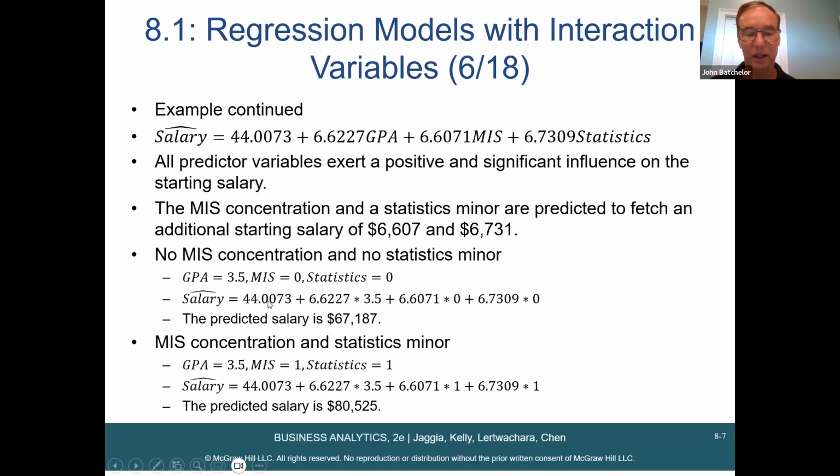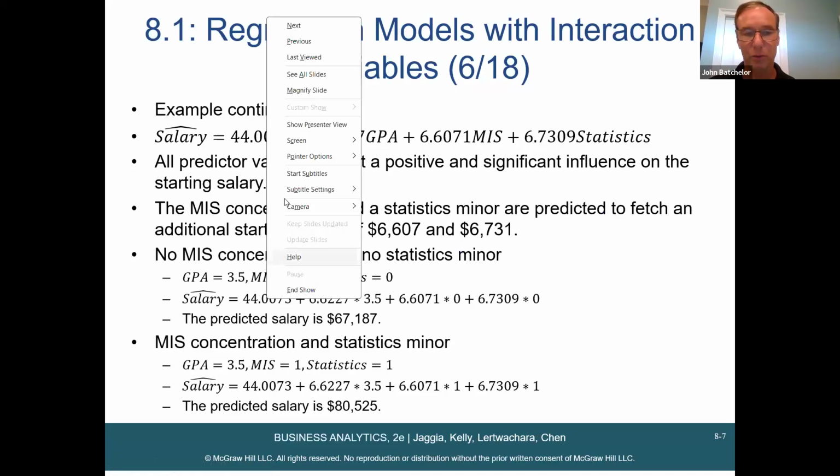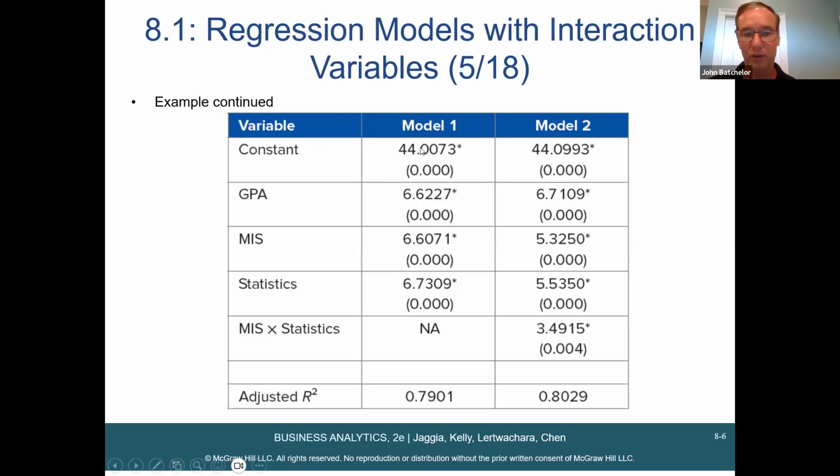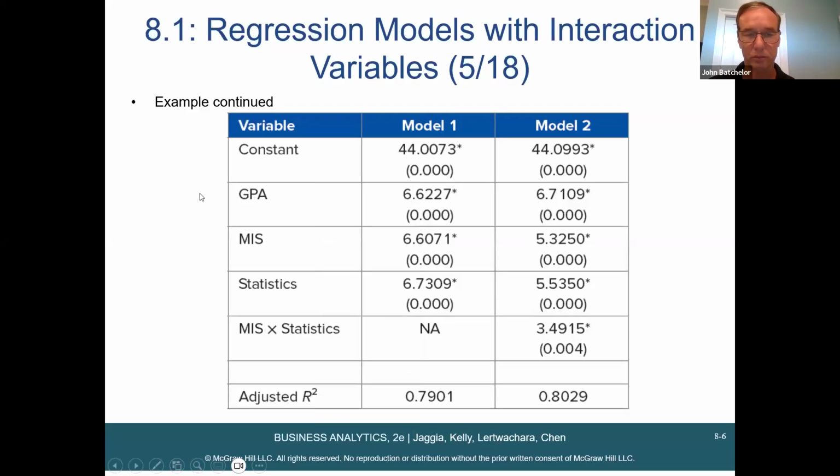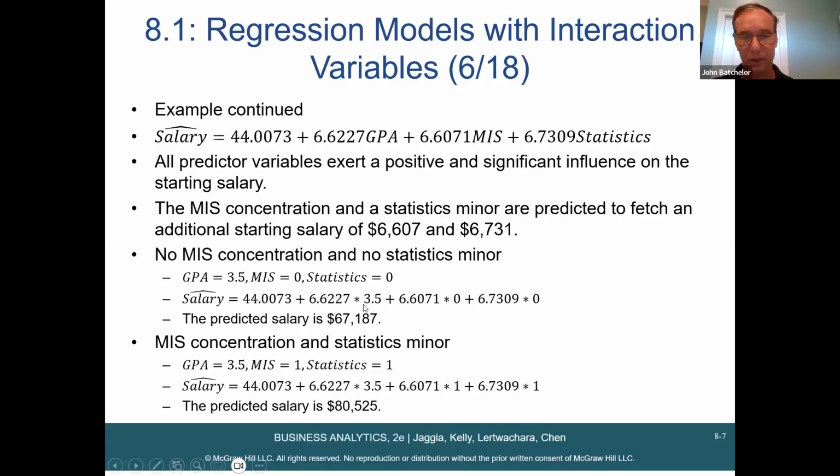So when you're writing these out, here's the intercept. Again, look at all these numbers, 6.6, 6.7. They're coming right from here, from your regression output. So you just take those and then put them in here. And then we know 3.5 is the GPA.